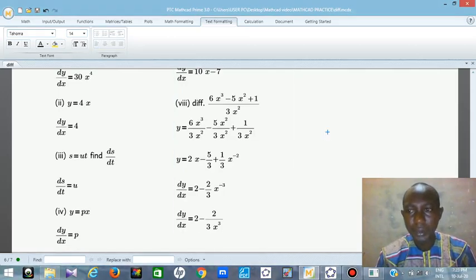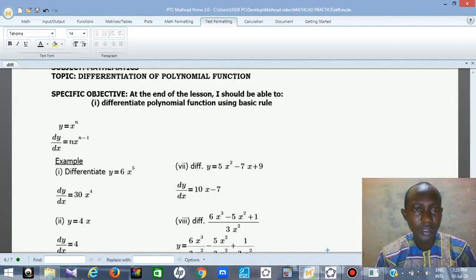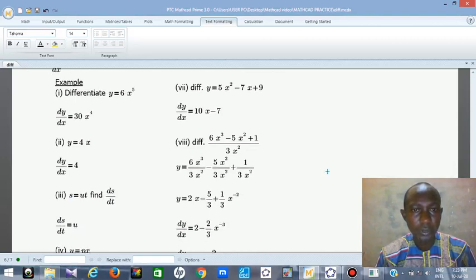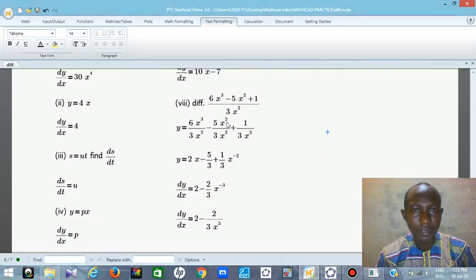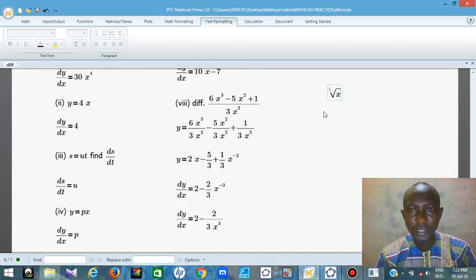So that is all I want us to get in differentiation of polynomial function. So anyhow the question comes, if it comes in a fractional form like this, just know how you can differentiate it, follow the basic rules, and you do it. Let's say the question comes in this form, for example, you have square root of x. They can ask you to differentiate square root of x. So what do you do here?